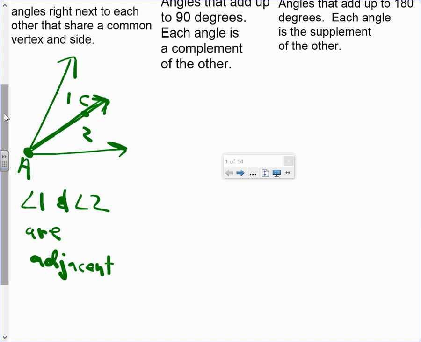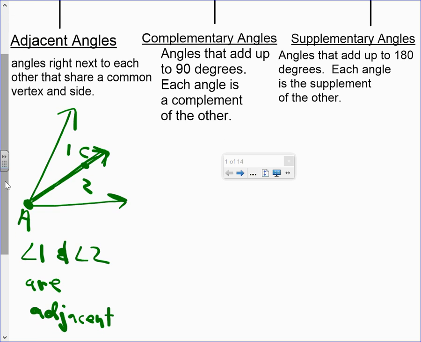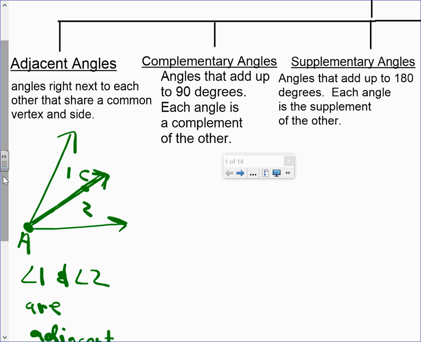All right, the second and third branch, we're going to just write together because they're very related and they sound the same. Going to write the second and third branches. We've got complementary angles, supplementary angles. You probably have seen this before. This should be reviewed. Complementary angles, supplementary angles.